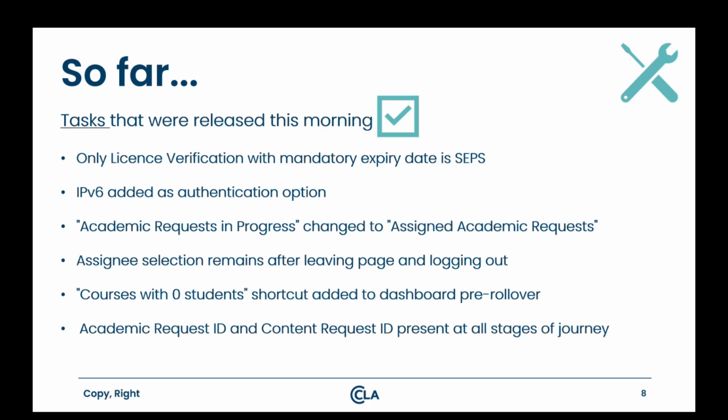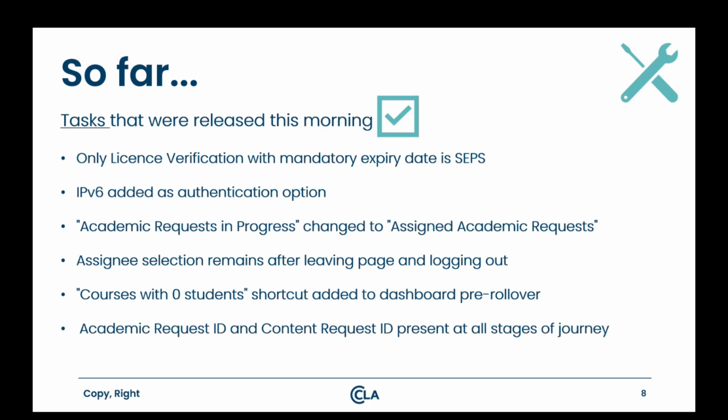And finally, for those of you that use the academic request form or a reading list management system integration, you will notice that academic requests are given an ID. Then when these requests change to an active content request, you will also have a content request ID. This sounds a little bit confusing, but a couple of you raised that it wasn't helpful that you couldn't see both IDs from the beginning of the journey to the end. So we've now rectified that.